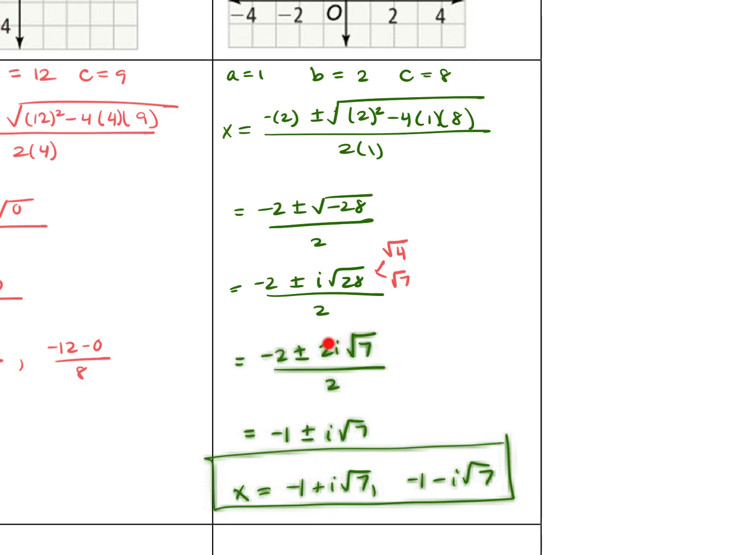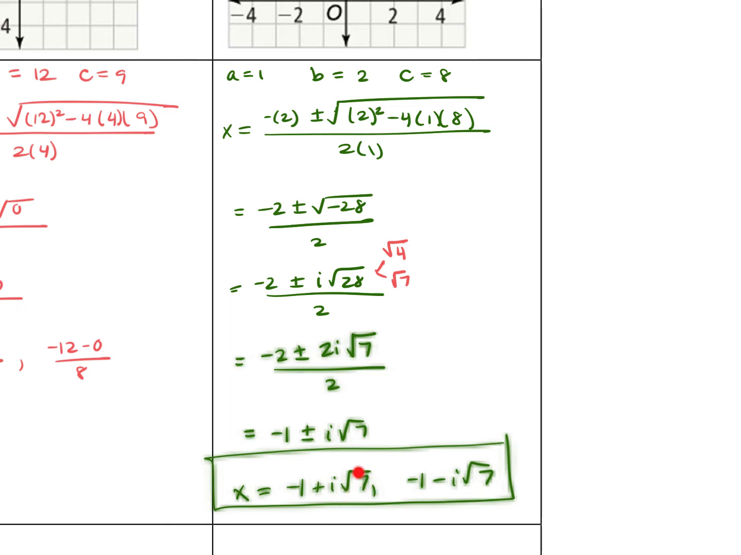And then I looked at my triangle of numbers. Can negative 2, 2, and 2 all be divided by the same thing? They can be divided by 2. So negative 2 divided by 2 is negative 1. 2i divided by 2 is i, and then 2 divided by 2 in the denominator is just 1, so I didn't bother to write over 1. So we got negative 1 plus or minus i root 7, and then I wrote out the two answers: negative 1 plus i root 7, negative 1 minus i root 7.